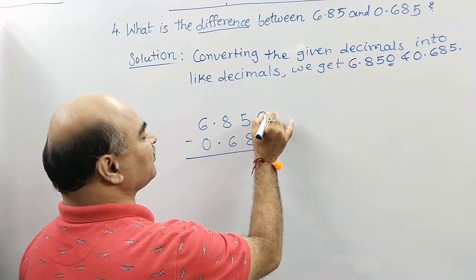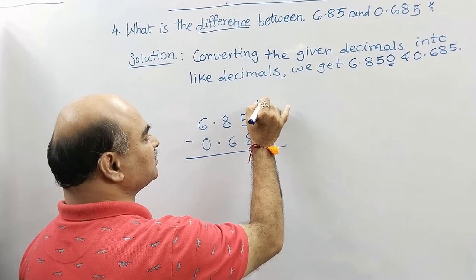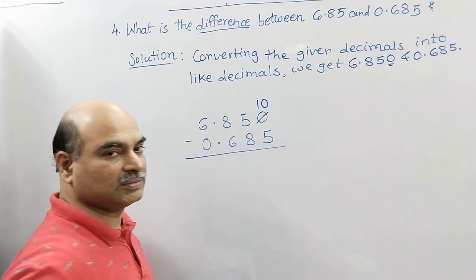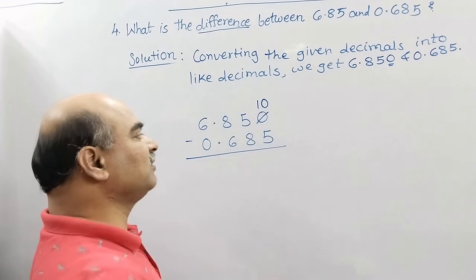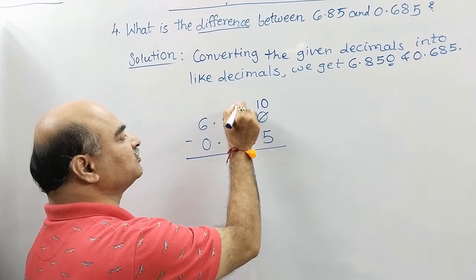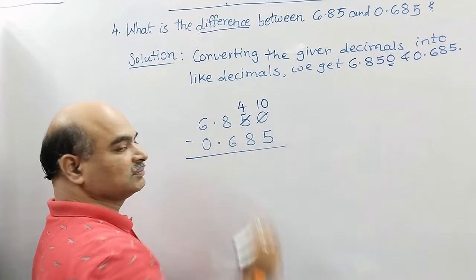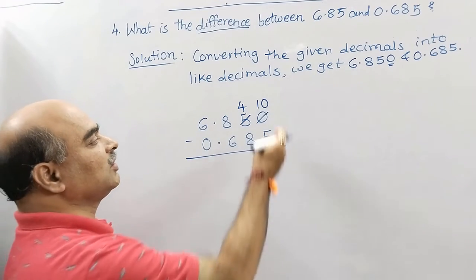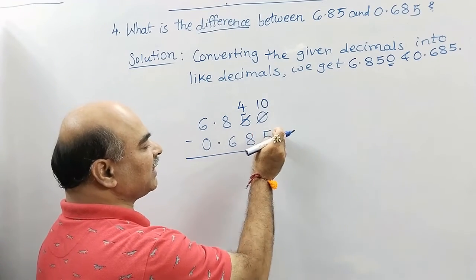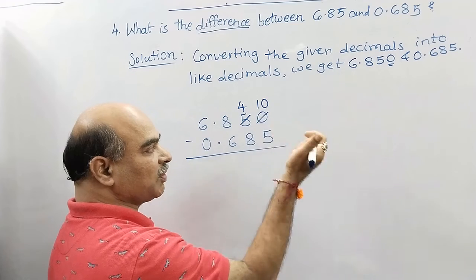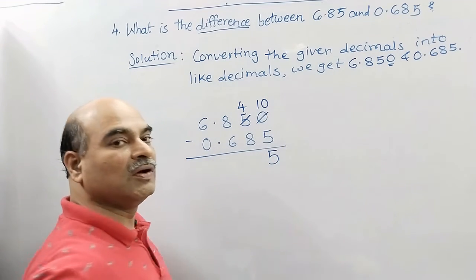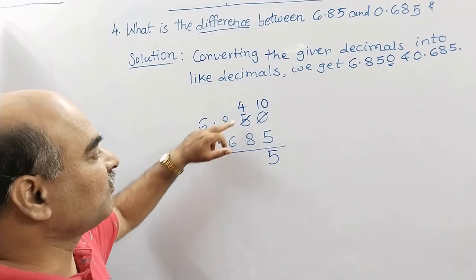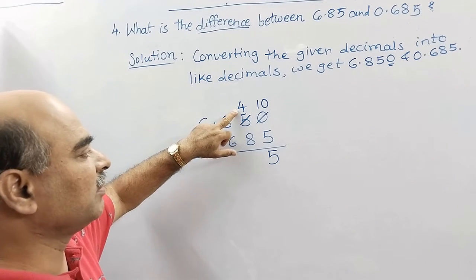0 minus 5 is not possible, so 0 becomes 10. But how does it become 10? It borrowed 1 from this 5, so 5 becomes 4. Now do this subtraction. 10 minus 5, it is possible now. 0 minus 5 is not possible, but 10 minus 5 is possible. We get the answer 5.